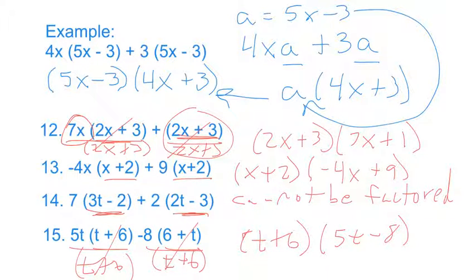Okay, they like to do this kind of switch around thing here, so you've got to be aware of that. Can you do the same thing with subtraction? Now, if this was t minus 6 and 6 minus t, this would not be factorable.